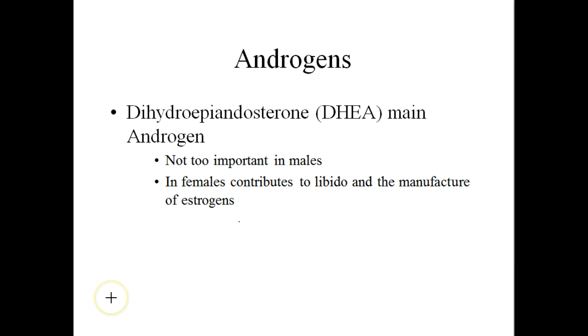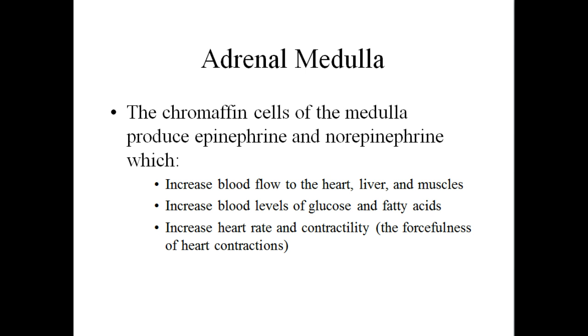So those are the three: mineralocorticoids, glucocorticoids, and androgens. Those are the three chemicals produced in the cortex. So now we go to the medulla. And the cells of the medulla, this is like the very center. If we were to look at the adrenal gland like a Twinkie, right, this would be the cream filling of the Twinkie.